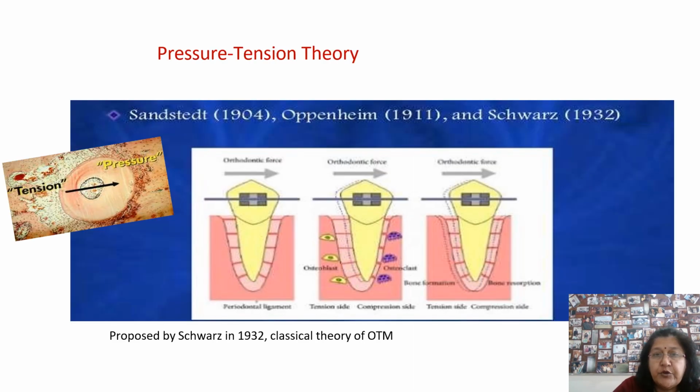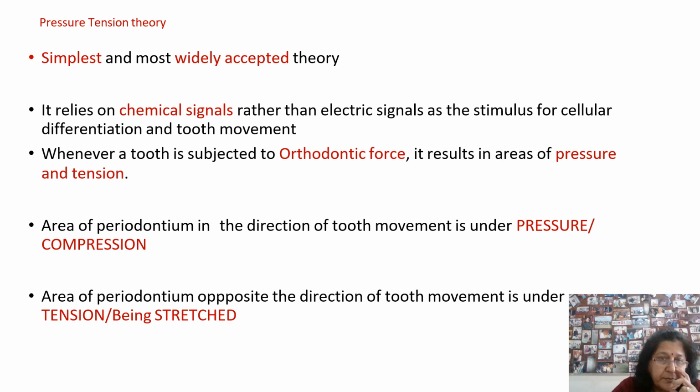The pressure tension theory was given by Schwartz in 1932 and it is the classical theory of OTM. It is the simplest and most widely accepted theory. It relies on chemical signals rather than electric signals as the stimulus for cellular differentiation and tooth movement.